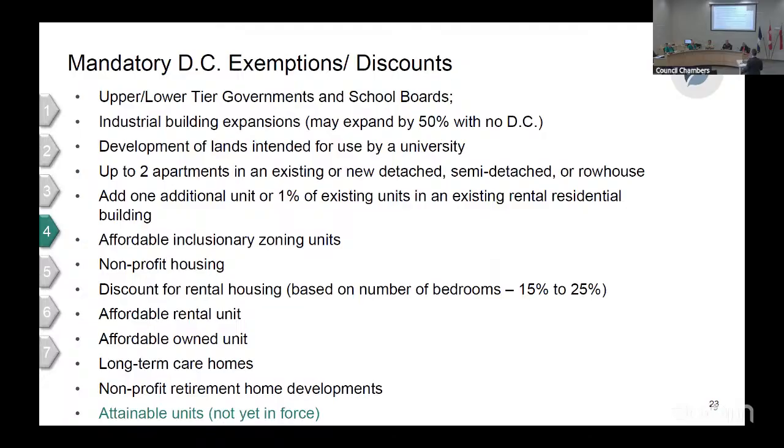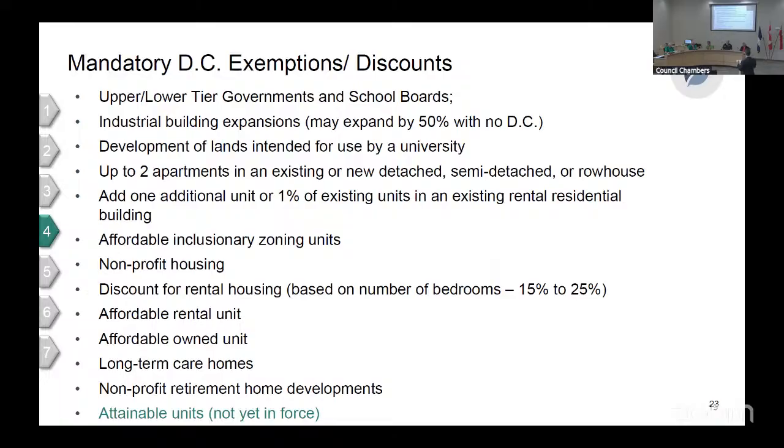Okay, so after all that, number of exemptions and discounts. So ultimately, what's in place today? Upper tier and lower tier governments don't charge each other development charges, and school boards as well. If you have an industrial building, you can expand that building up to 50% and you don't have to pay development charges. Anything above that, you would pay development charges. Development of lands intended for use by a university is also exempt. As well, colleges would be exempt if they're crown corporations.